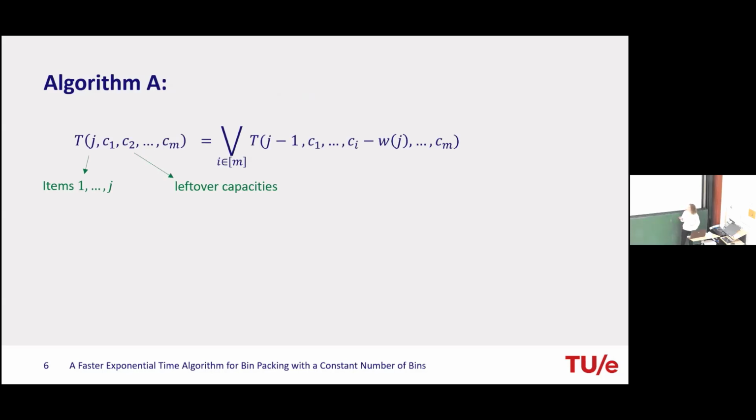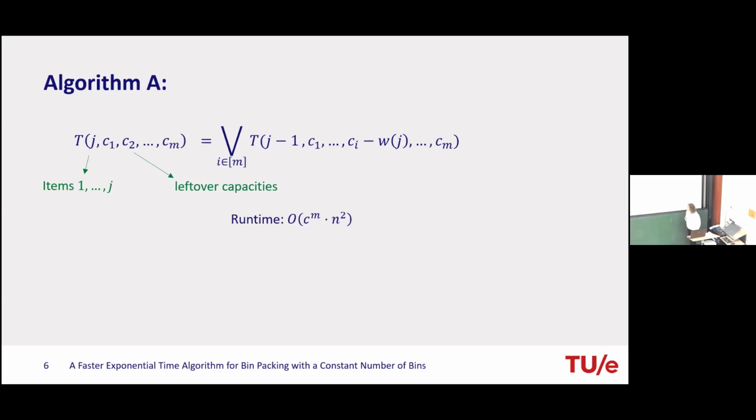So what we're going to do is we're just going to check for item j, we're just going to put it in some bin. In this case, it will be bin i. We subtract the weight from that bin, and we want to say, can the rest of the items now fit in the new leftover capacities?